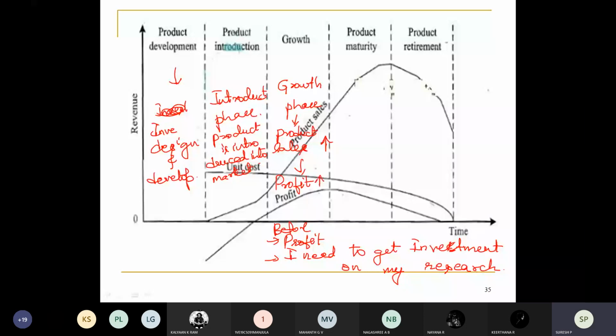Next one is the maturity phase. When it comes to the maturity phase, what will happen? Some other competitor will come. Maturity means what? Your sales will be high. As the sales are high, your profit will also be high.